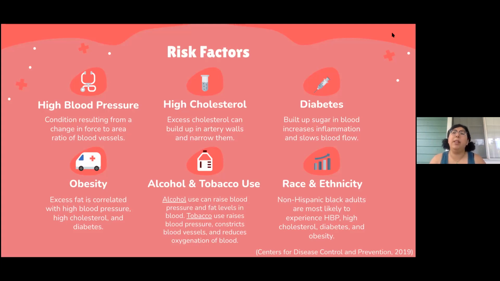There are also racial and ethnic components to heart health. So non-Hispanic Black adults are most likely of all ethnic and racial groups to experience high blood pressure, high cholesterol, diabetes, and obesity. And in the references, there's just like a quick 2-page report that is cited where you can go ahead and look at different risk factors for cardiovascular health.